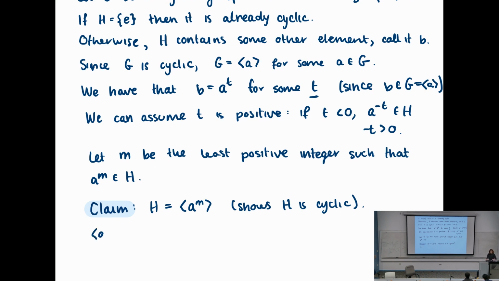So first, we know that the subgroup generated by a to the m is a subgroup of H because a to the m is in H and H is closed under the group operations. So that automatically means that anything that appears in this subgroup generated by a to the m will also be in H.